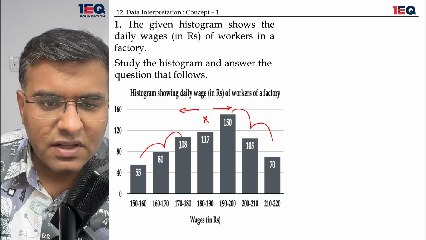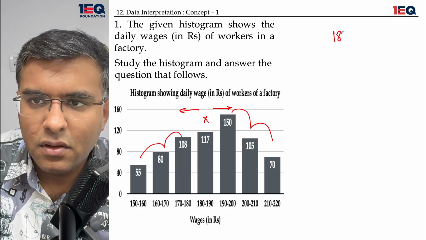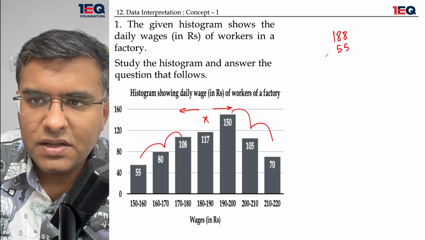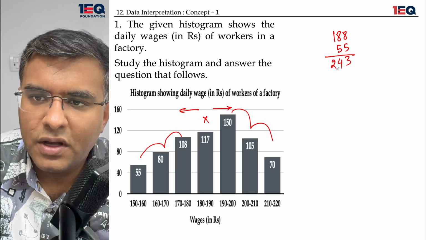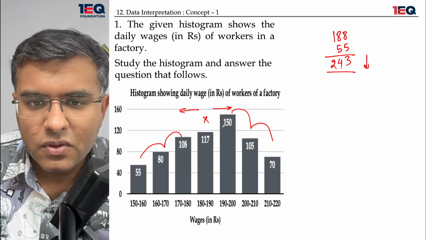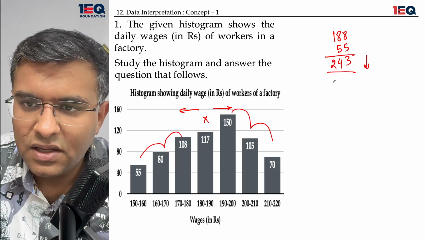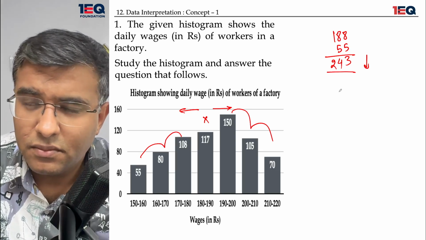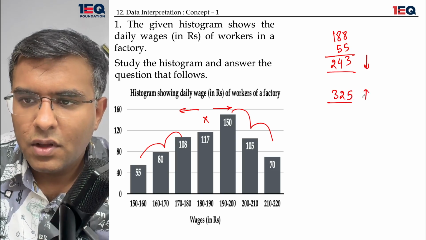When I add the ones which are lower, it comes out to be 188 plus 55, which gives me 243. 243 is on the lower side. Talking about the higher side, this is 255. 255 plus 70 is 325. 325 is on the upper side.